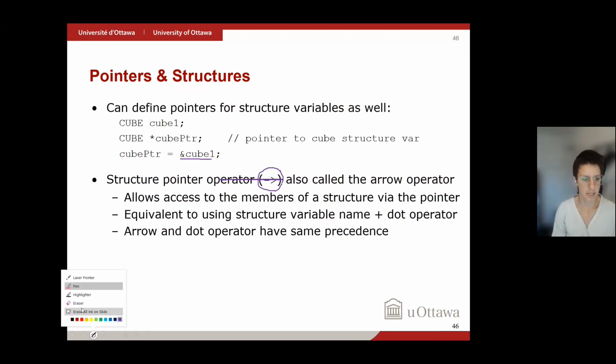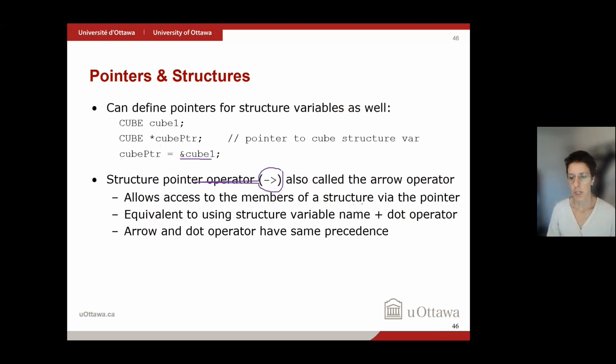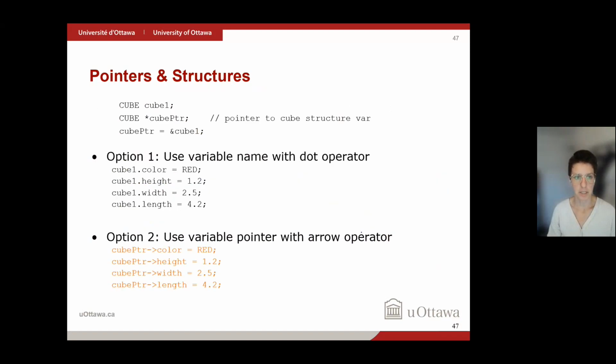It's a dash with an arrow, and it is going to allow us, from the structure pointer, to access the specific parameters stored in a given structure, just using that address. So it allows us to access the members of a structure, the parameters of a structure, via the pointer. It's equivalent to using the structure variable name and the dot operator. And the arrow and the dot operator have the same precedence. So we'll talk about order of precedence in a minute.